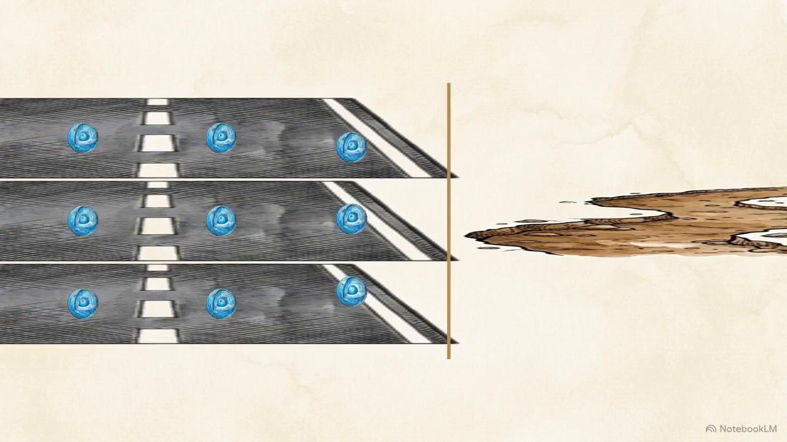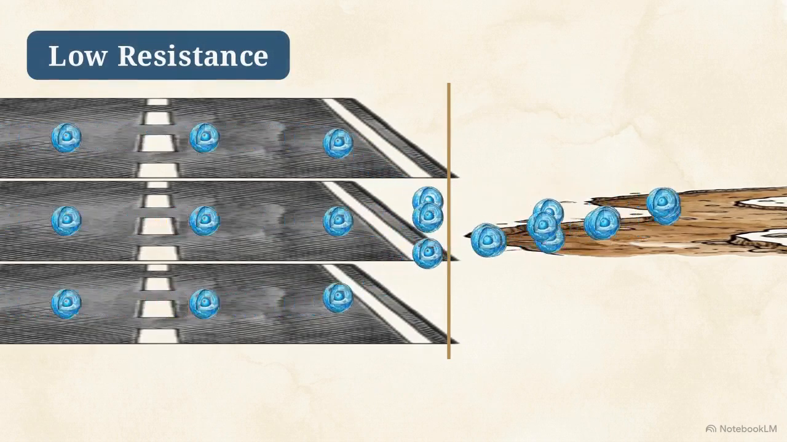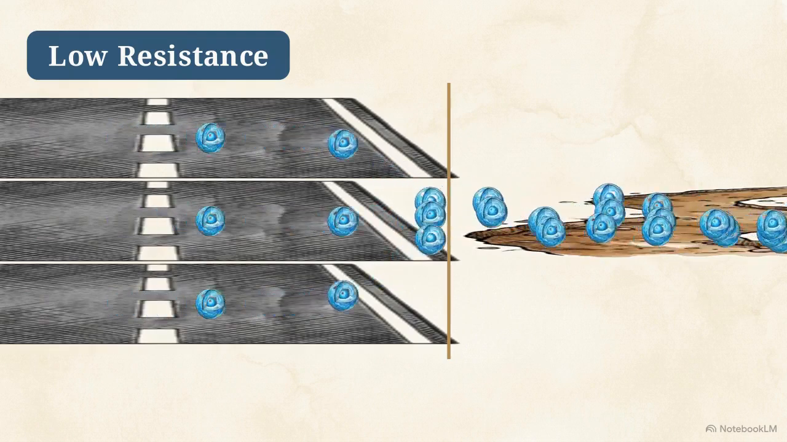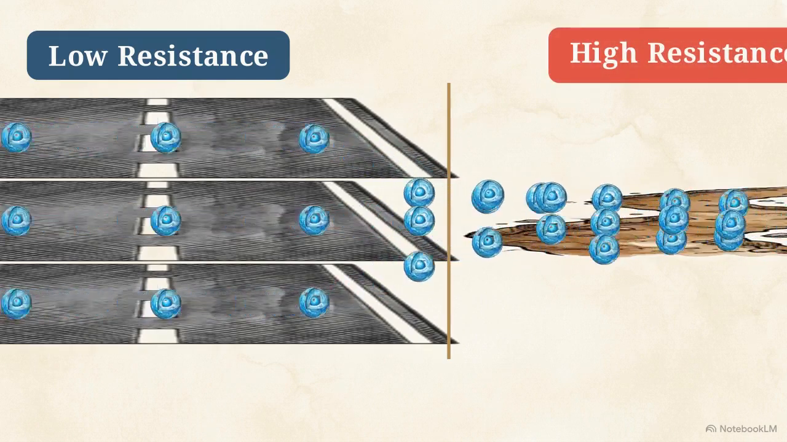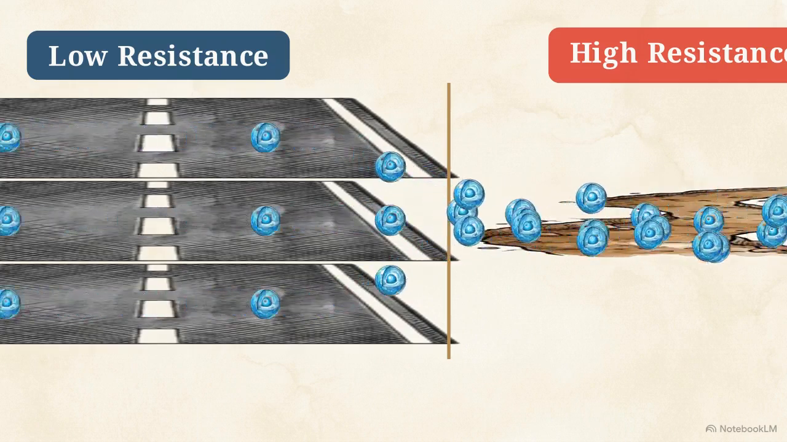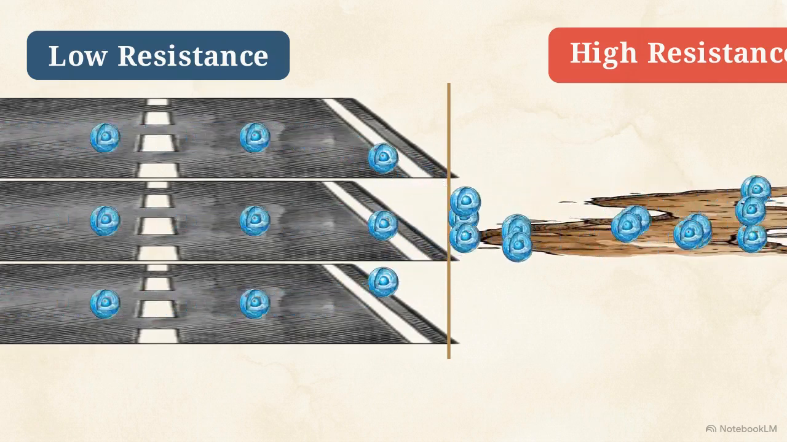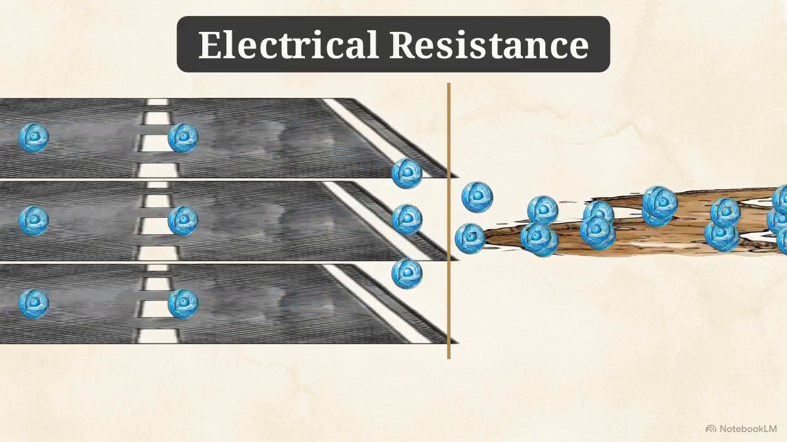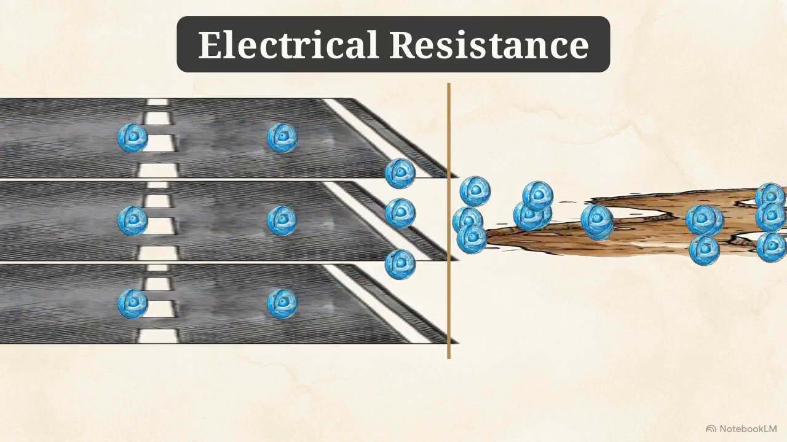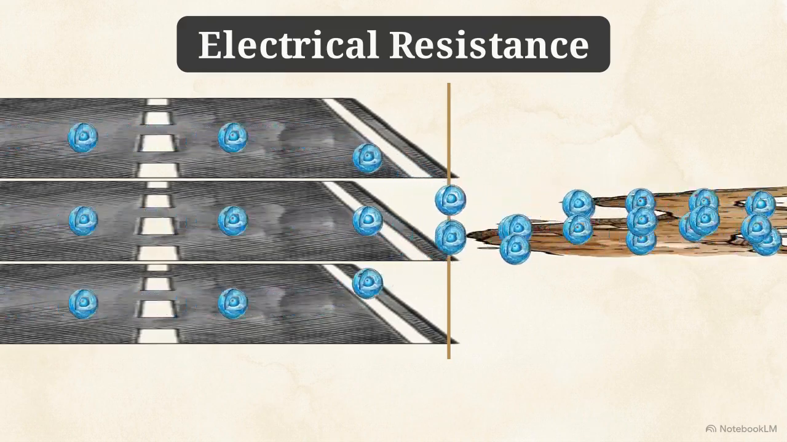Think of electrical current as traffic. If electrons are driving down a wide, smooth, 6-lane highway, they move easily. That is a circuit with low resistance. But if you force those same electrons down a narrow, bumpy dirt road, they slow down, they bump into things. That physical opposition to the flow of charge is what we call electrical resistance.